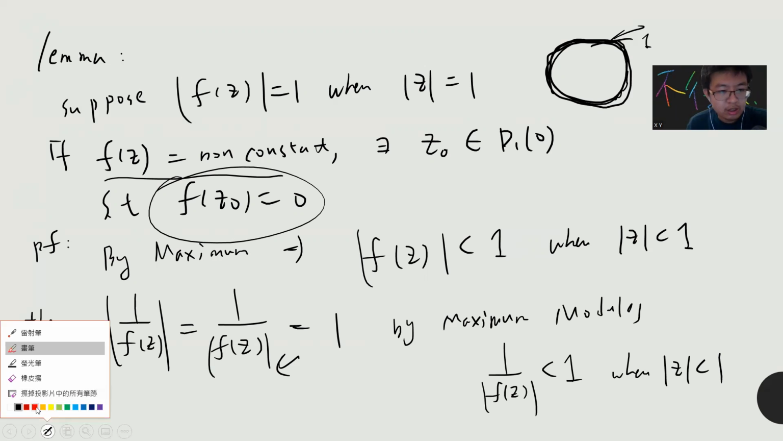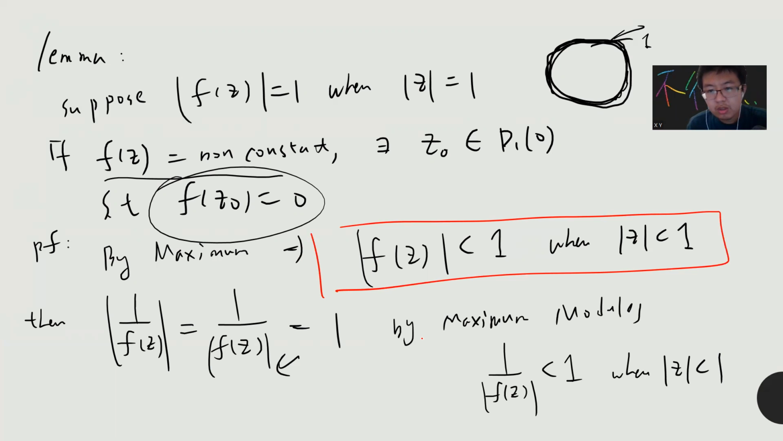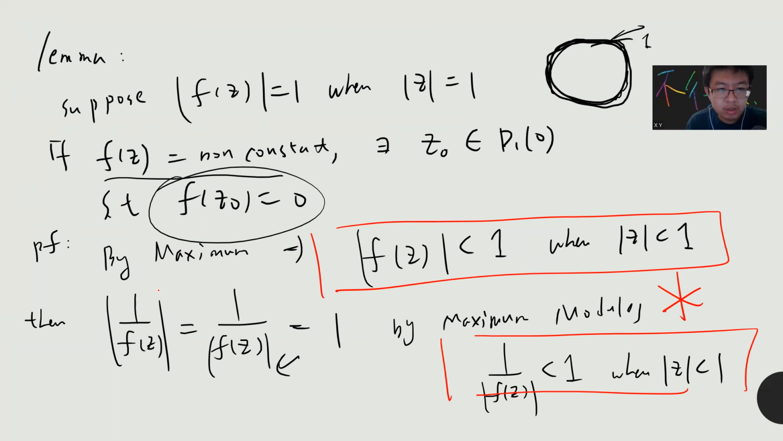And then you can see that these two contradict each other. So that means our assumption is false, and there should be a point where f of z0 is 0. For example, you can consider f of z to be z to the n, which satisfies this condition.